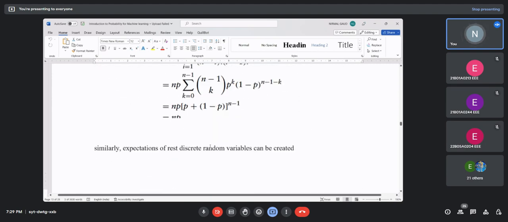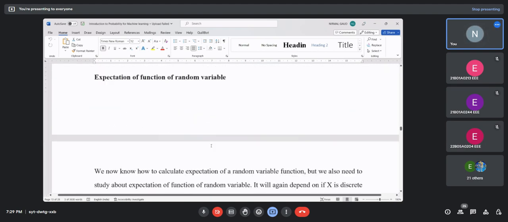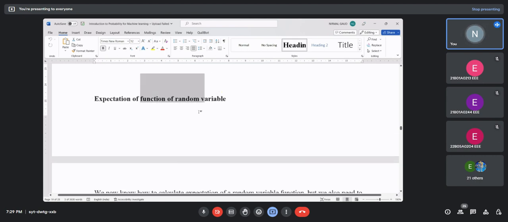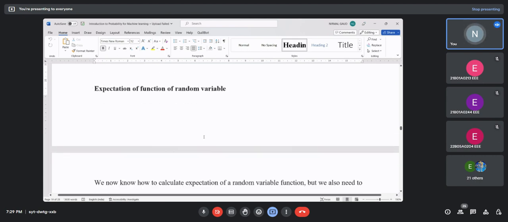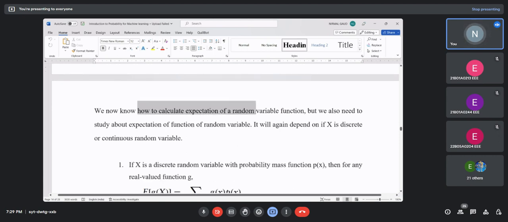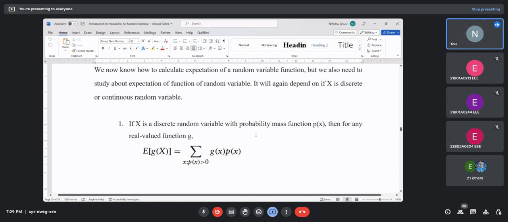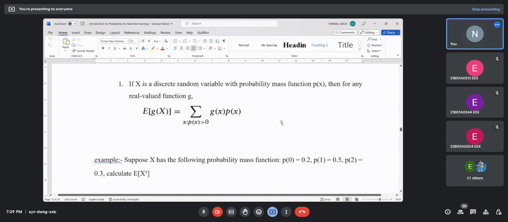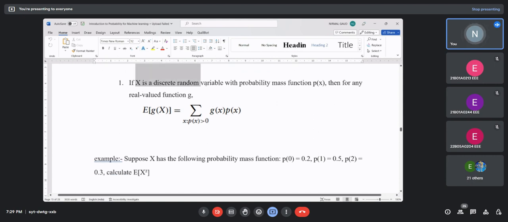Okay, now I'm going to discuss what is the expectation of a function of a random variable. So how to calculate the expectation of a random variable function? Again, I'm going to split it into discrete and continuous. So let us consider the first case, discrete. For example, if I'm available with a discrete random variable with a probability mass function, see, same thing, I'm targeting the words.